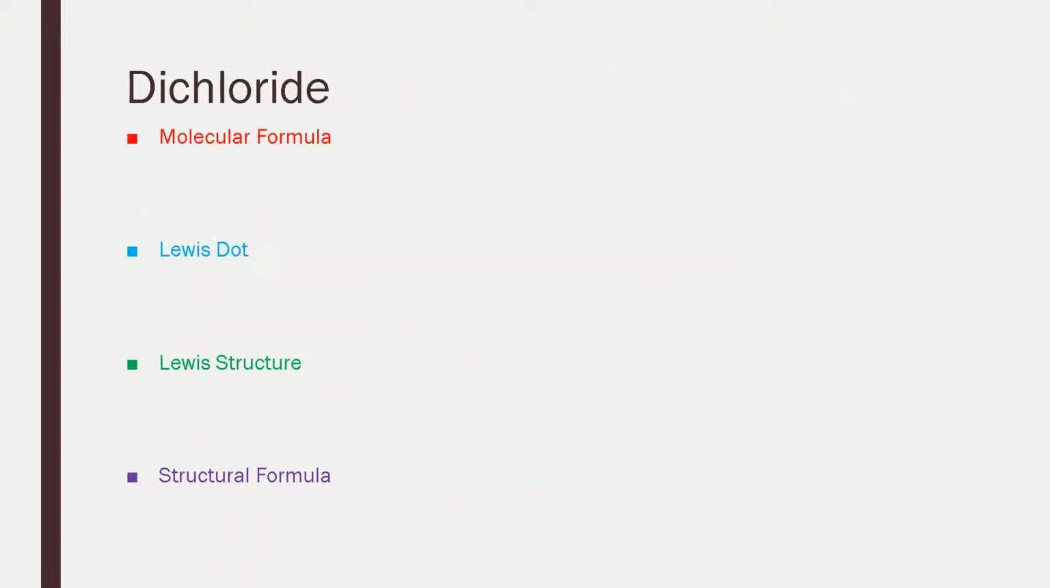The first atom that we are going to work with today is dichloride. And the molecular formula for dichloride is Cl2. Now, to make the Lewis dot structure, we know that our bonding pair and non-bonding pair are both going to be represented by dots. So we have two Cl's, and we know that each of these has 7 valence electrons. That means this diagram is going to need a total of 14 valence electrons distributed in a way that each of the chlorine atoms has an octet.